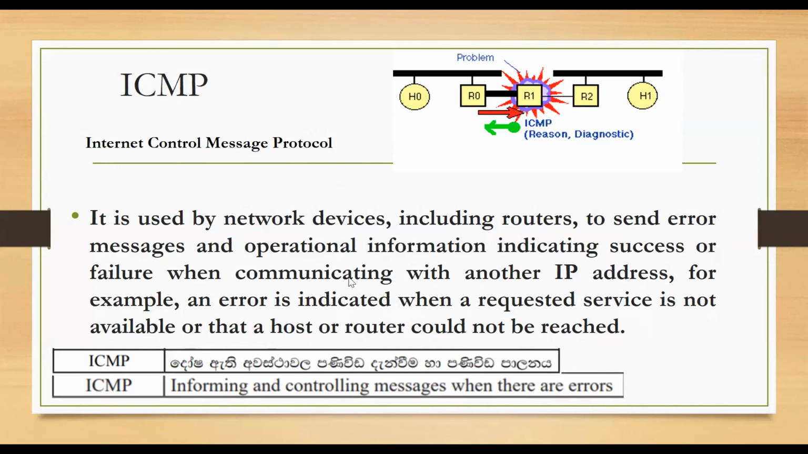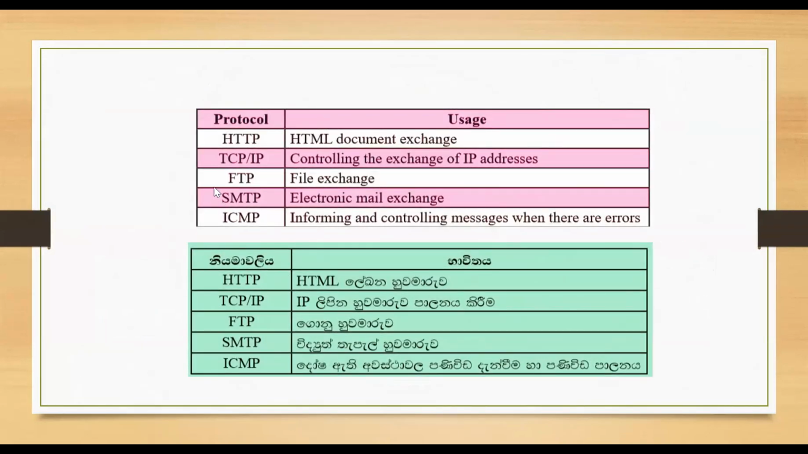So this is very important. You have to remember the functionality of ICMP too. Okay, right. So this is the summary. You can see the usage or functionalities of the protocols: HTTP, HTML document exchange; TCP/IP, controlling the exchange of IP addresses; FTP, file exchange; SMTP, electronic mail exchange; ICMP, informing and controlling messages when there are errors. So you have to remember those things.